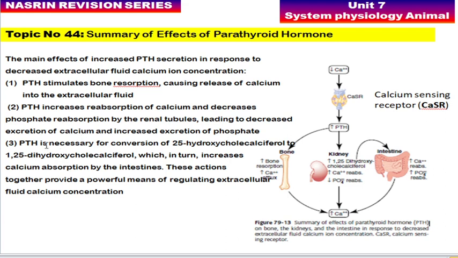Also, this PTH is necessary for conversion of 25-hydroxycholecalciferol into 1,25-dihydroxycholecalciferol, which in turn, after the conversion, will stimulate the intestine to increase the absorption of calcium from the nutrients. All these actions together will be a powerful mechanism of regulating the extracellular fluid calcium concentration.